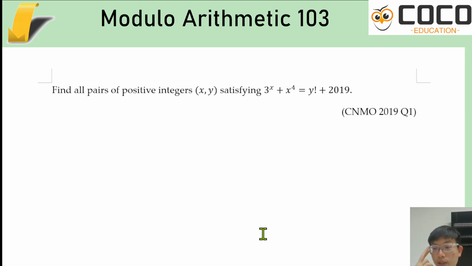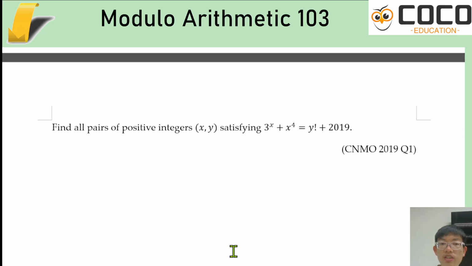Now, here's another question. This is from the China Northern Math Olympiad, which is going to involve the same kind of idea. And if you are attentive to what we've just done, you would realize that, of course, I'm still using this 3 to the power of x. There's no need for it to be 3, right? This is just coincidence.